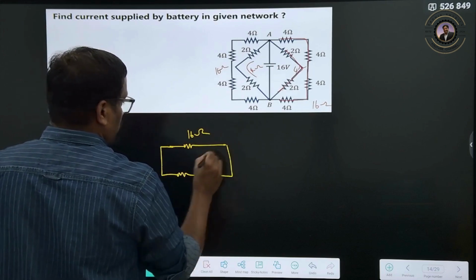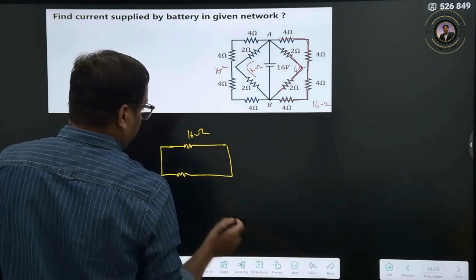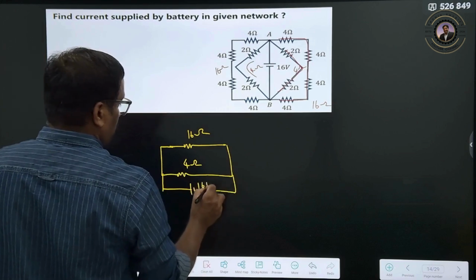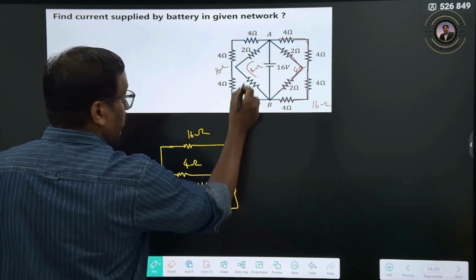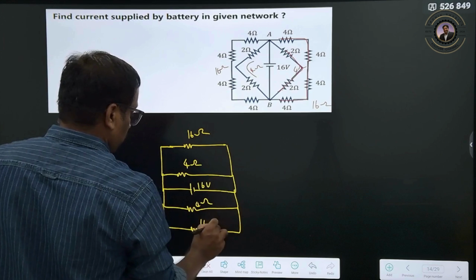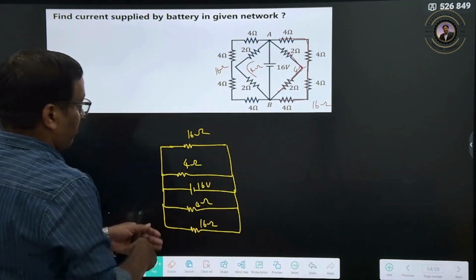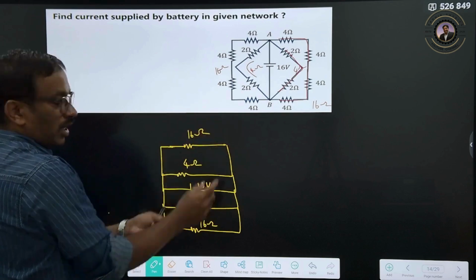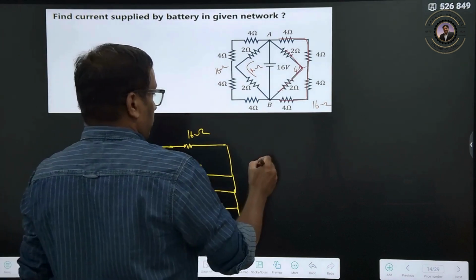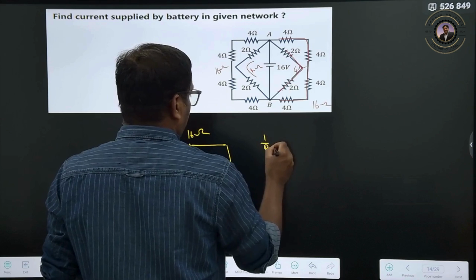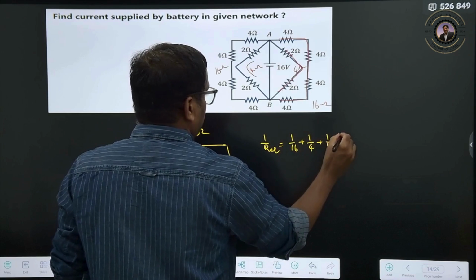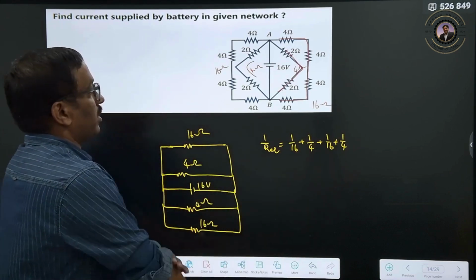So therefore, this is 4 ohms, and here the battery is there, 16 volts. Again this part is nothing but 4 ohms, again this part is nothing but 16 ohms. Now you try to see it. If I flip it here, all are in parallel, clear. So 1 by R equivalent can be written as 1 by 16 plus 1 by 4 plus 1 by 16 plus 1 by 4.